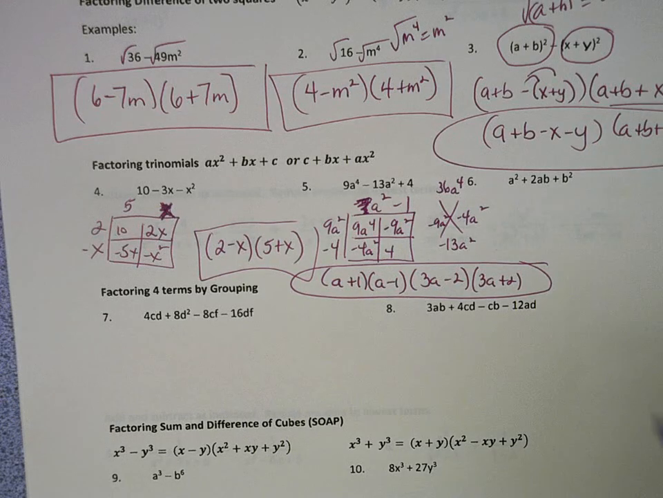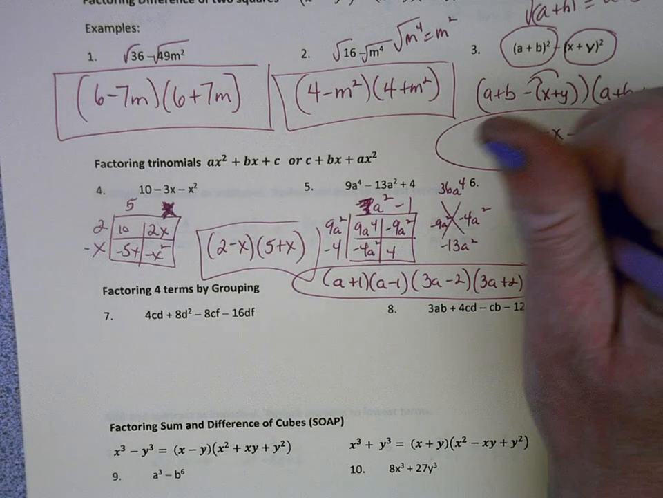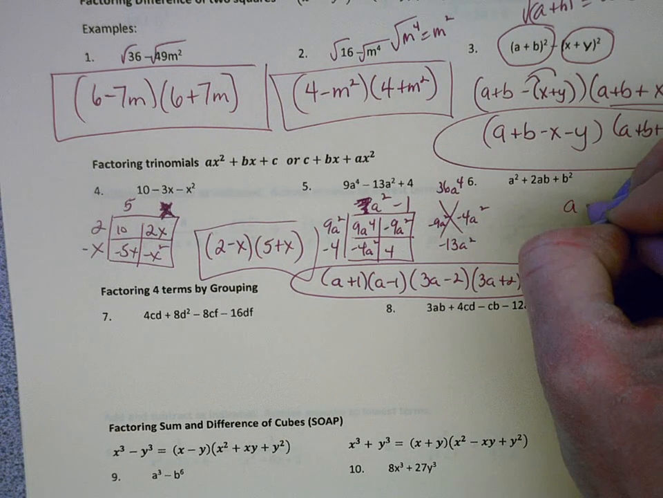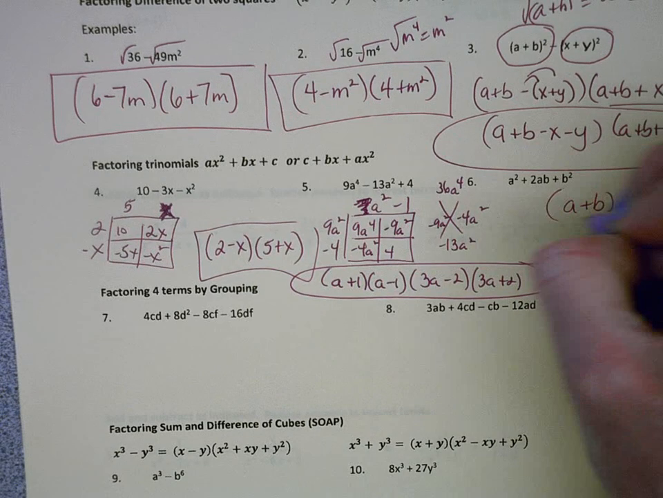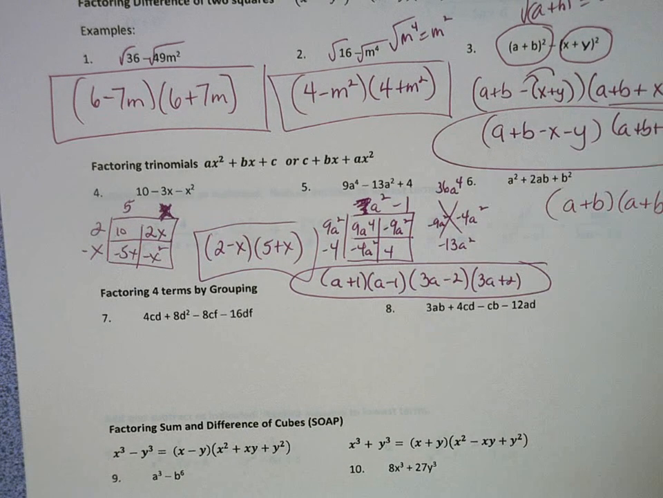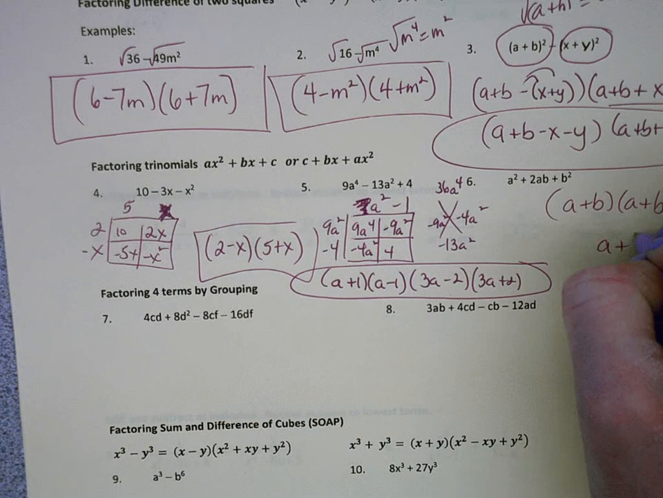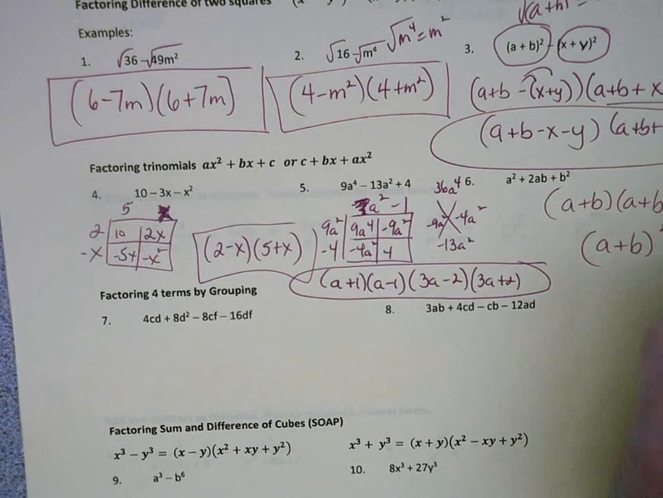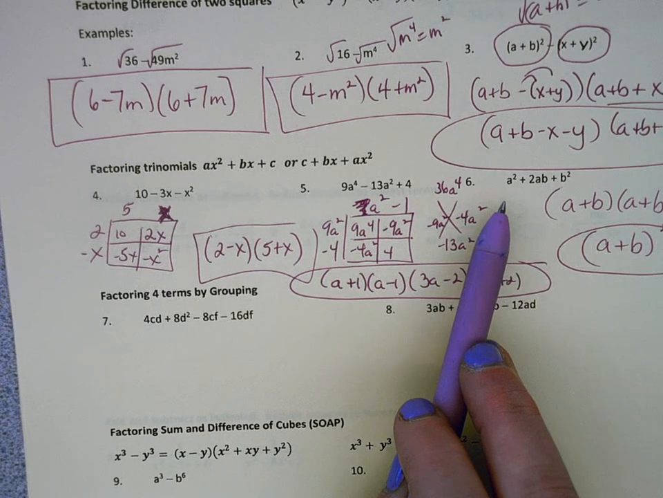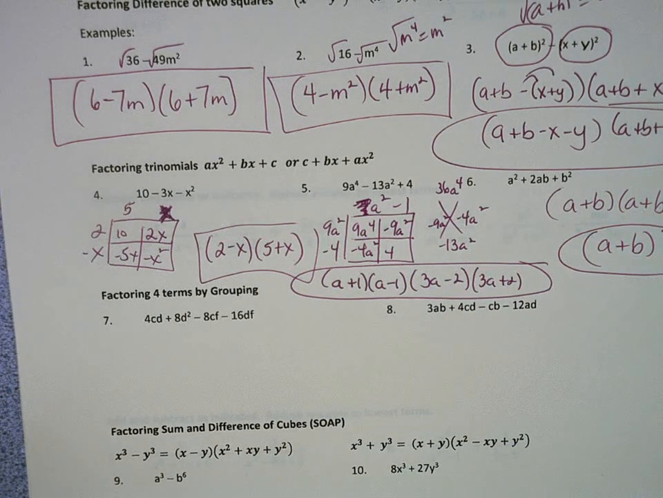Okay, last one. This one should be easy. Hopefully you recognize this is a plus b times a plus b, or a plus b squared. We've done a lot with the, if you guys remember, the x plus h, what ended up to be like that.